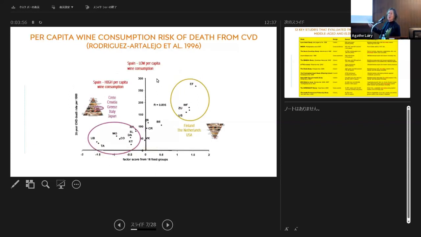And here, when we put Spain into the mix, this was an interesting one. We knew that Finland, the Netherlands, and the US drank more beer and spirits than wine. And we knew that, apart from Japan, Crete, Croatia, Greece, and Italy drank more wine. Spain drinks wine and beer. It's interesting to see where their population fell. A high per capita wine consumption region fell very neatly into the group at the most reduced risk. However, a low per capita wine consumption region of Spain, and I think that's predominantly northern, falls intermediate between the beer and spirits drinking Finland, the Netherlands, and the US, and the wine drinking areas.